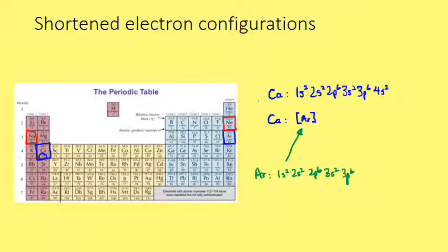That's the same as the first bit of calcium, so you can write argon in square brackets instead of writing out 1s2, 2s2, 2p6, 3s2, 3p6. It just saves you a bit of time. Then you just finish off with the bit that changes, which is the outer electrons, so you write the 4s2 there for calcium. So they're alternatives. This would be the shortened version of the electron configuration using noble gases.